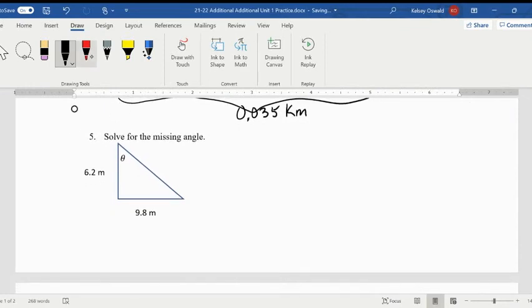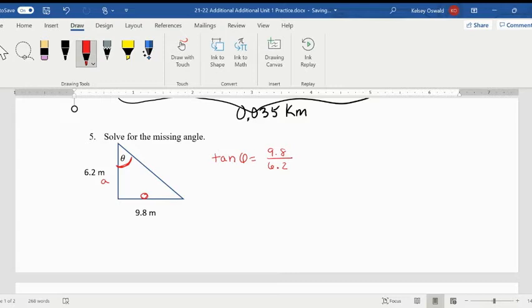All right, so for this one, if we look here we're trying to find our angle. If we look at that angle, we again know the opposite and the adjacent side. So this is a good hint that we're going to want to use tangent, because tangent is equal to opposite, or 9.8, over adjacent, or 6.2.